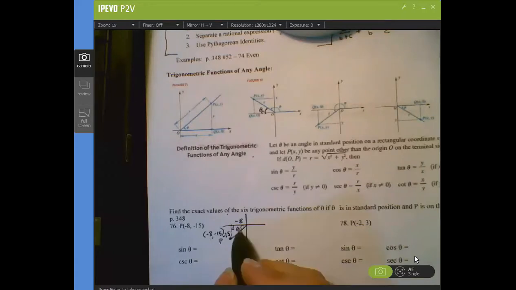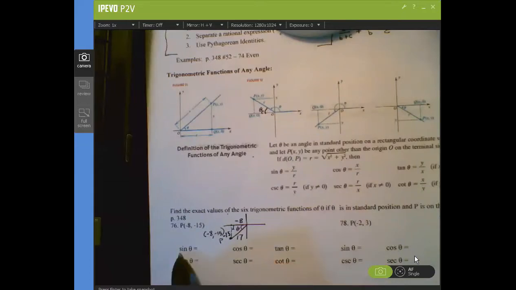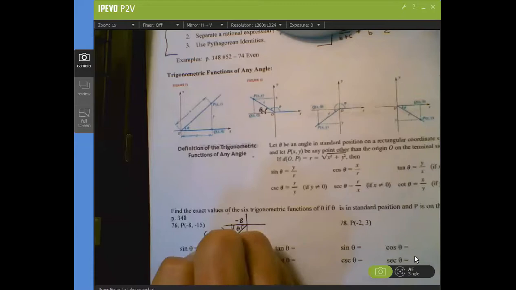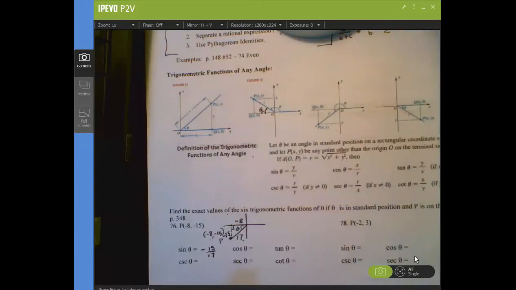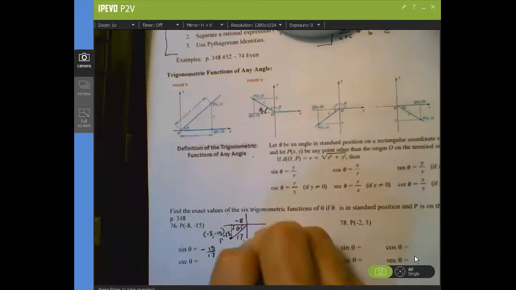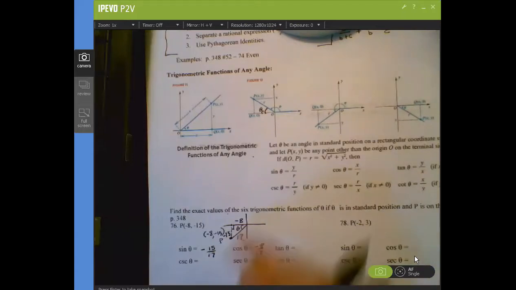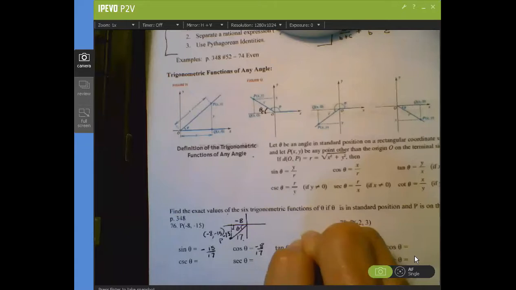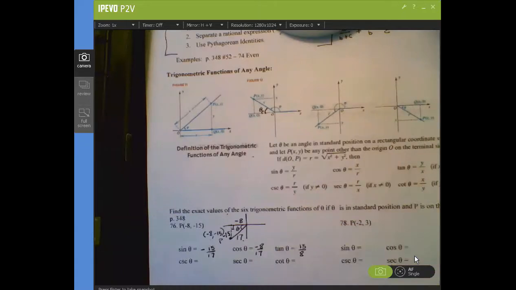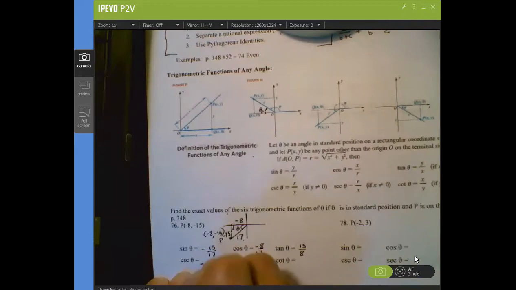Now that little angle that I created and labeled theta, I could say the sine of theta is opposite over hypotenuse, -15 over 17. Cosine of theta is adjacent over hypotenuse, -8 over 17. And tangent theta is opposite over adjacent, -15 over -8. That's just 15/8. And then I could find these three reciprocal functions.